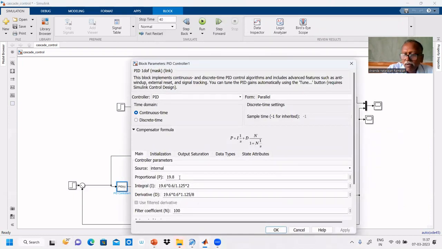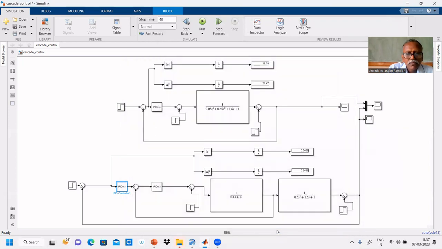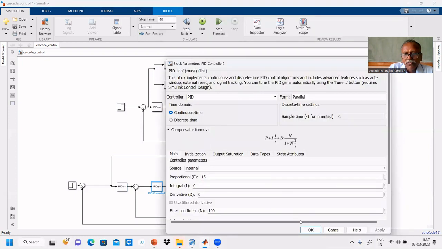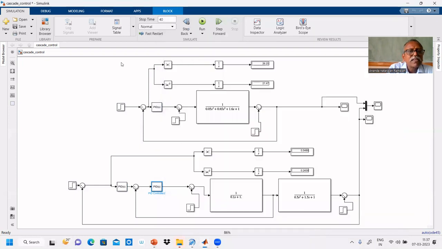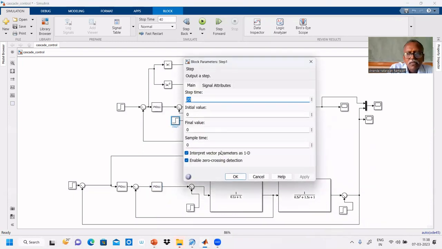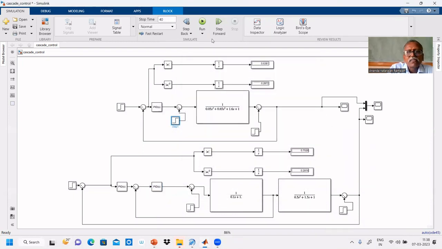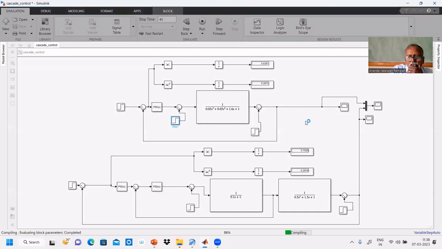The same we'll give here: 19.8 multiplied by 0.6. Yes, we gave the same. For this, it is given 15, because since it is a first order process, we can give 15. So, for set point change only, let us check. For servo response, let us check.